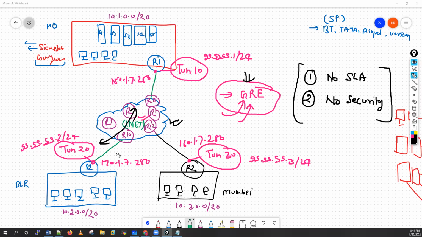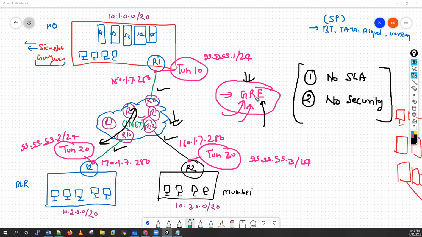So if these links are not performing well, you don't have anything to do. Your ISP will not be able to do anything, right? The second thing is no security, because you are sending your traffic in clear text, because GRE will not provide you any kind of encryption or hashing. It will not provide you any kind of CIA properties like confidentiality, integrity, and authenticity.